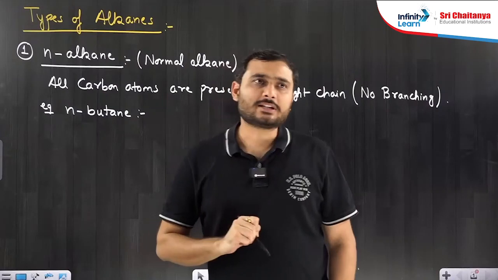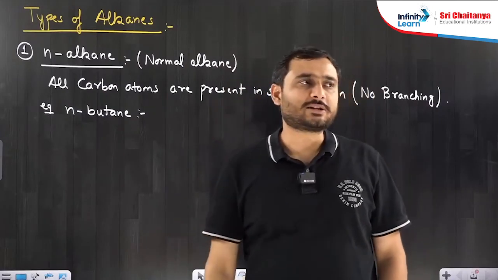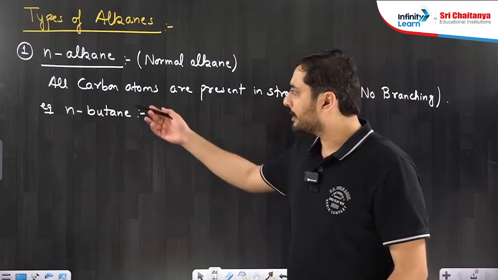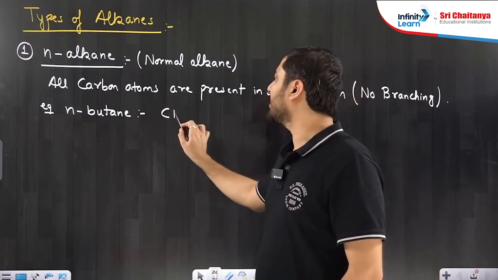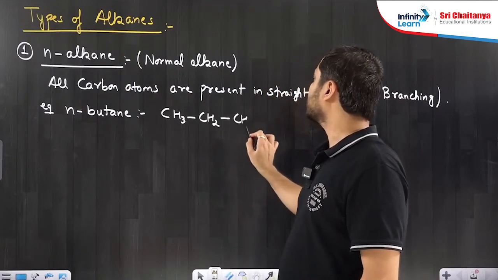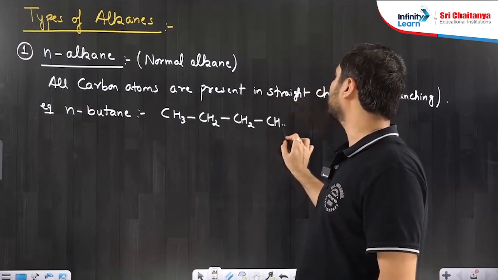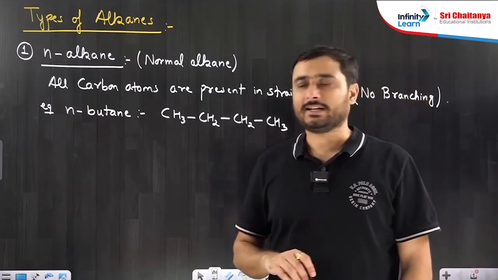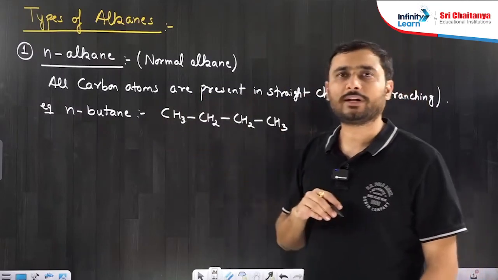Now butane, what is the word root here? Butane represents the total number of carbon atoms. How many carbon atoms are present? 4 carbon atoms. So in normal butane, all 4 carbon atoms are present in a straight chain. So CH3, CH2, CH2, CH3. So all 4 carbon atoms are present in which chain? Straight chain. So this is called normal butane.